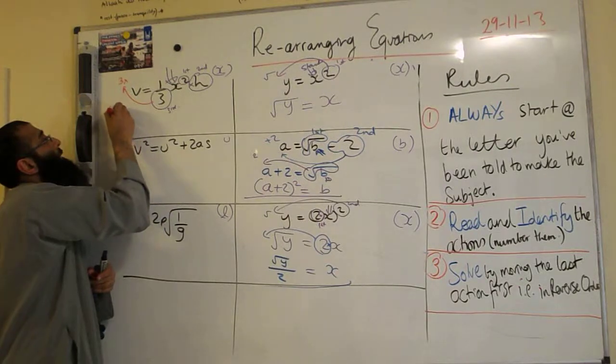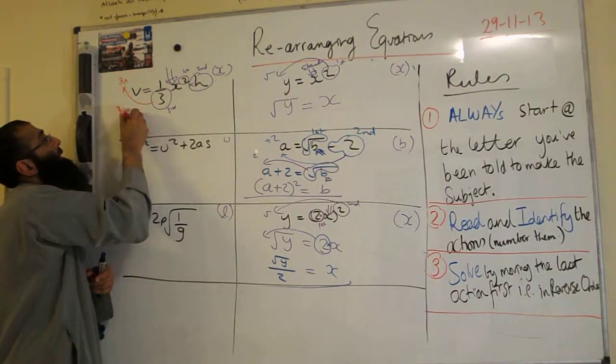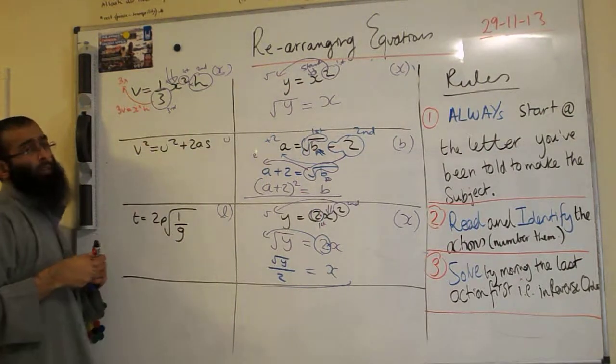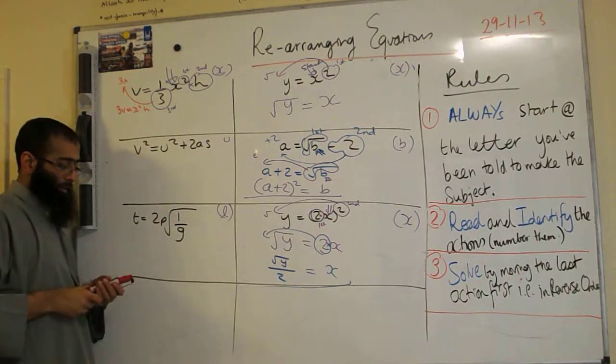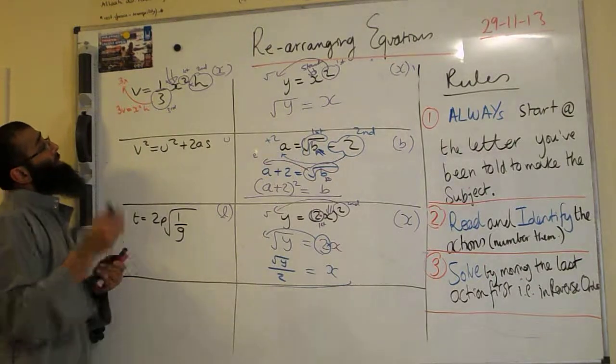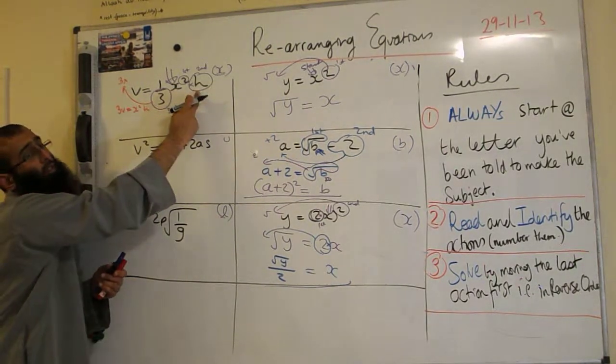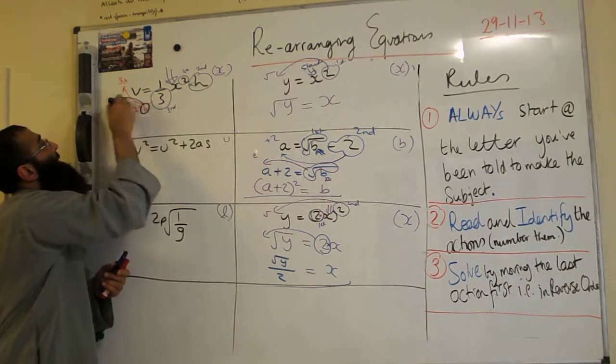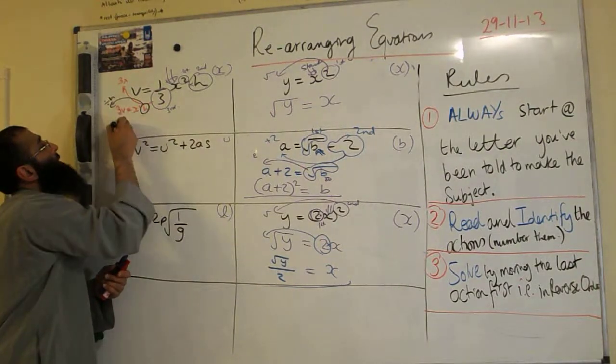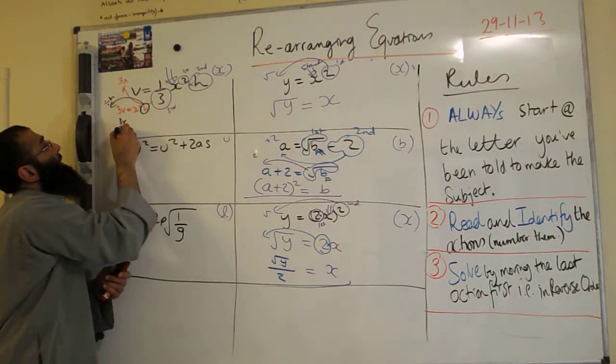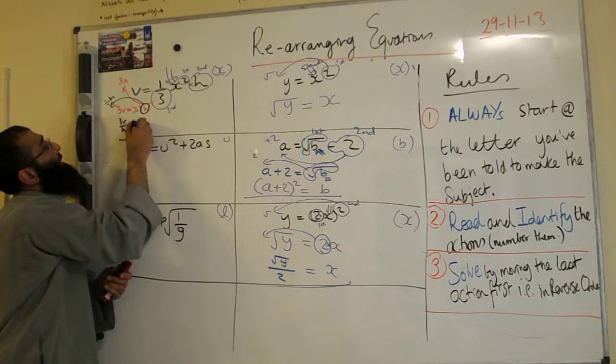Times by 3. So we have 3v is equal to x squared h. Okay? Now, Ramiz, what do I move next? Yeah. So we move the times third H. The next action we're going to move is the times by h. Opposite of times by h is divided by h. So we have 3v divided by h is equal to x squared.